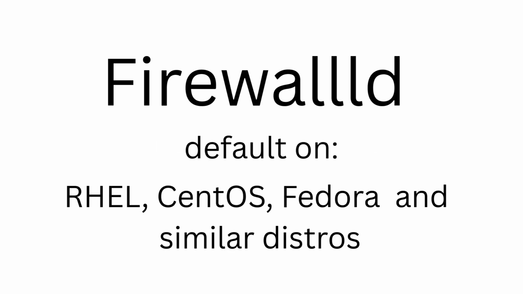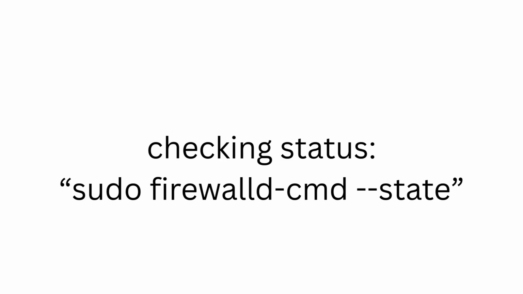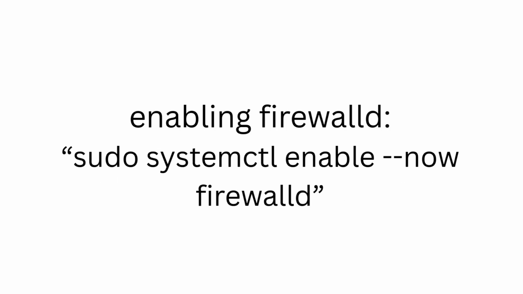Firewalld is the default firewall for RHEL, CentOS, Fedora, or similar distros. To install Firewalld, type sudo yum install firewalld. To check status, type sudo firewall-cmd --state. To enable and start Firewalld, type sudo systemctl enable --now firewalld.